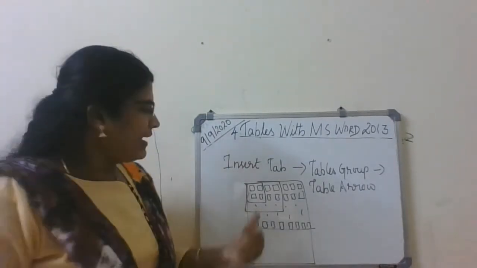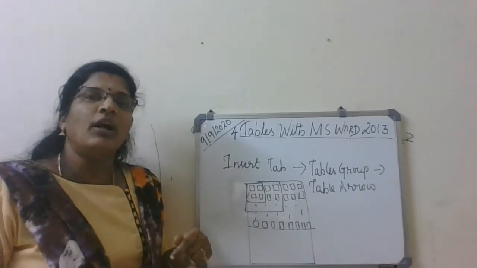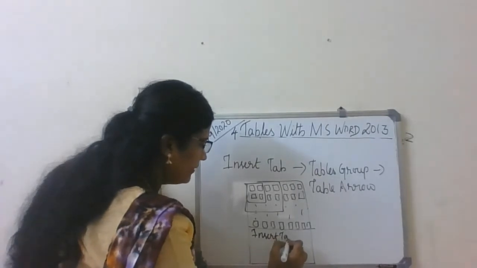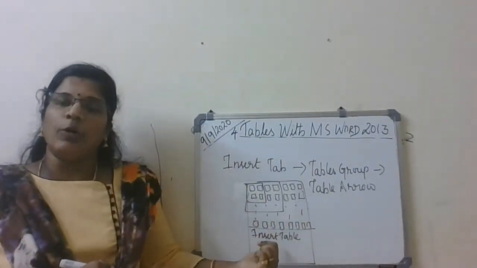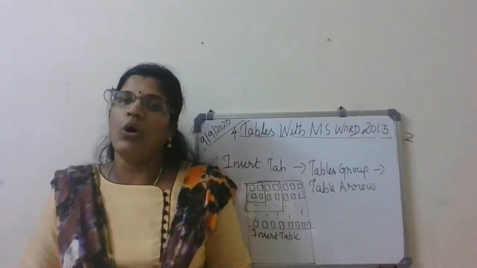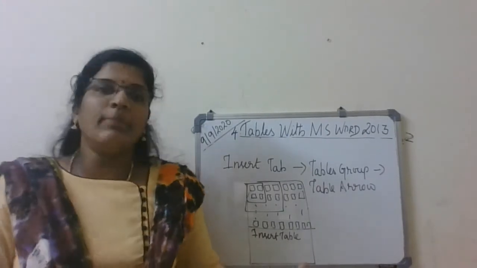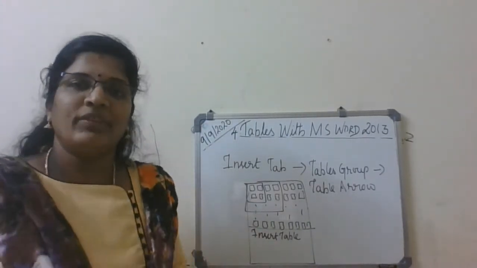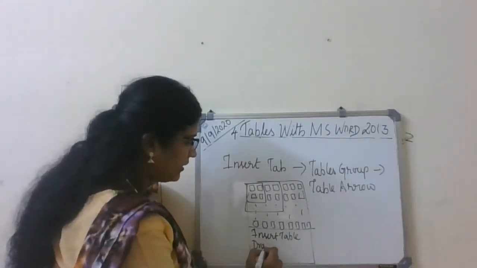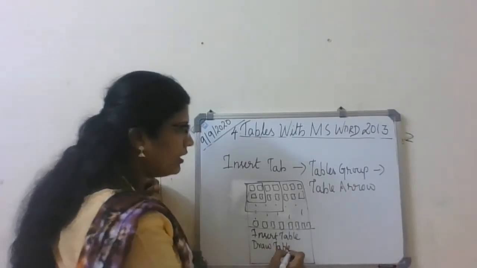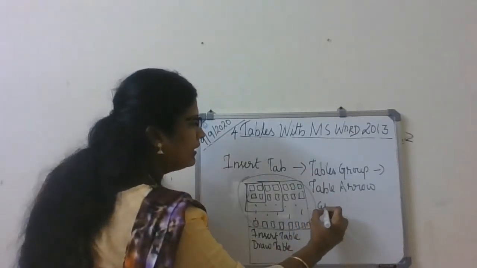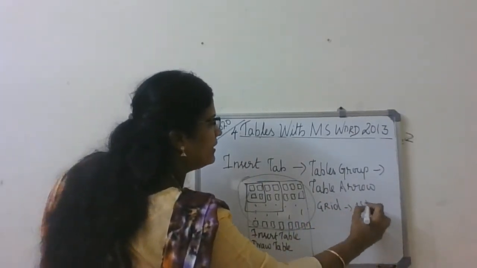Got it? Then after this grid, you have an option called Insert Table. If you choose this option, you have to specify the number of rows and columns. So for a big table, you have to go with the Insert Table option. Then, if you want, you can also draw a table on your own. That is called Draw Table. Clear? So using the grid is the first method.